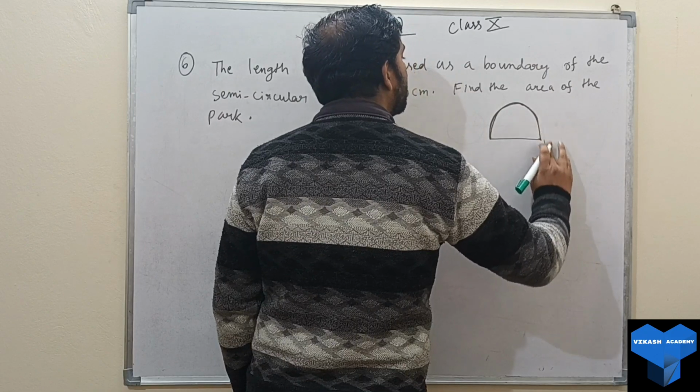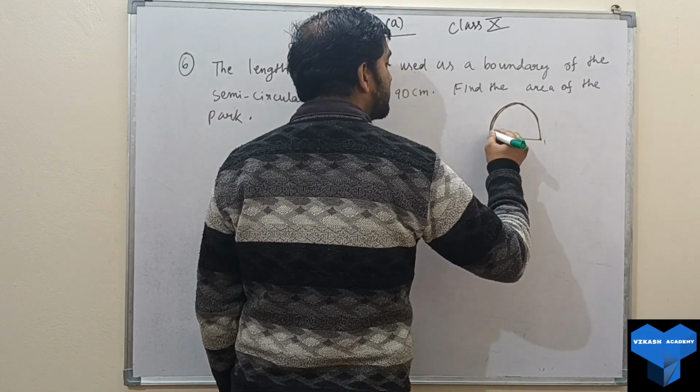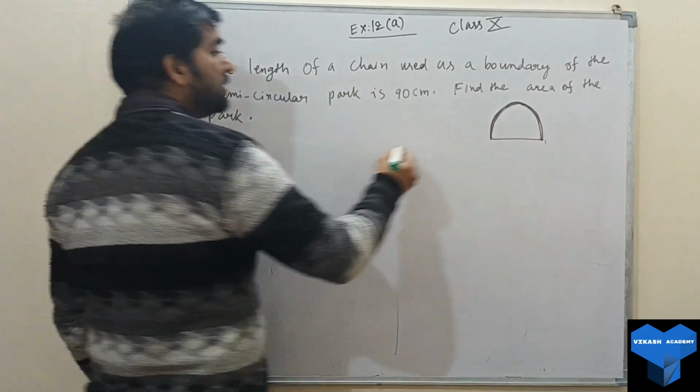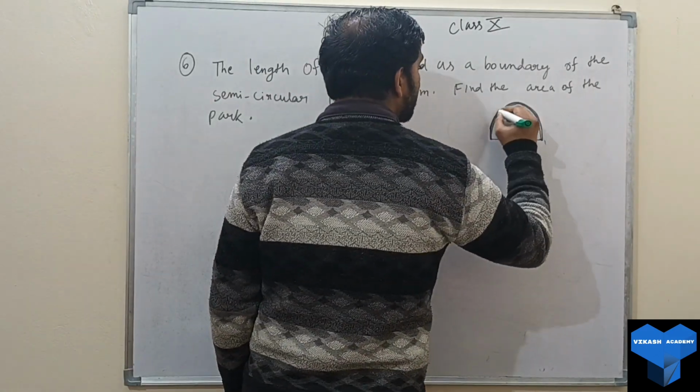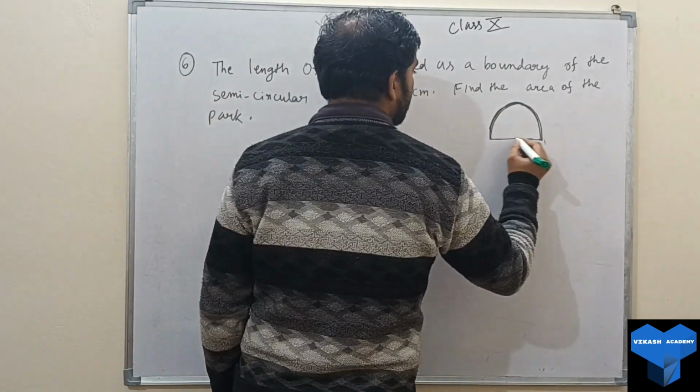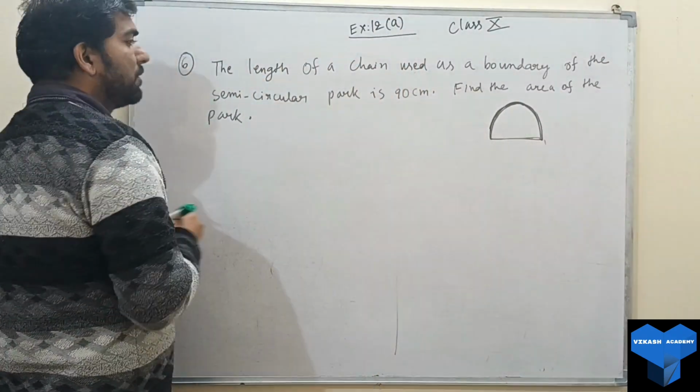This is a semicircle, yes? Means half of the circle. So this side, and this side also. So this curved side is nothing but the circumference, and this side is nothing but the diameter.